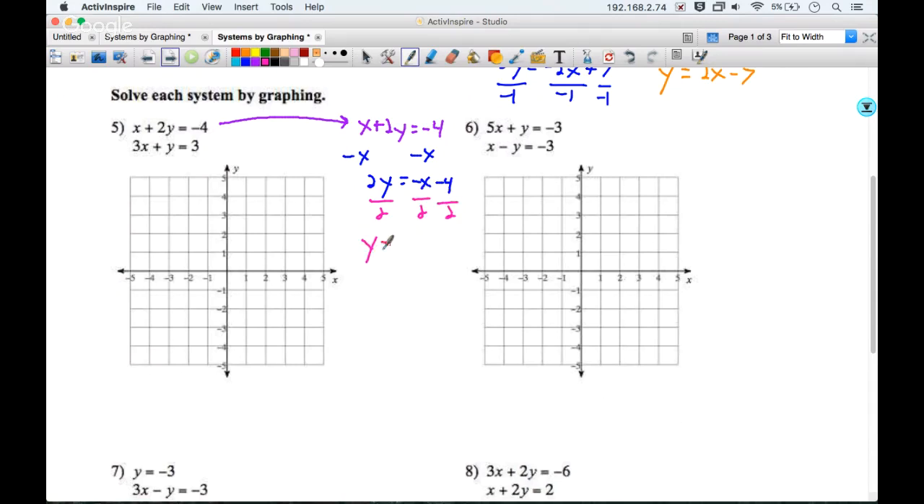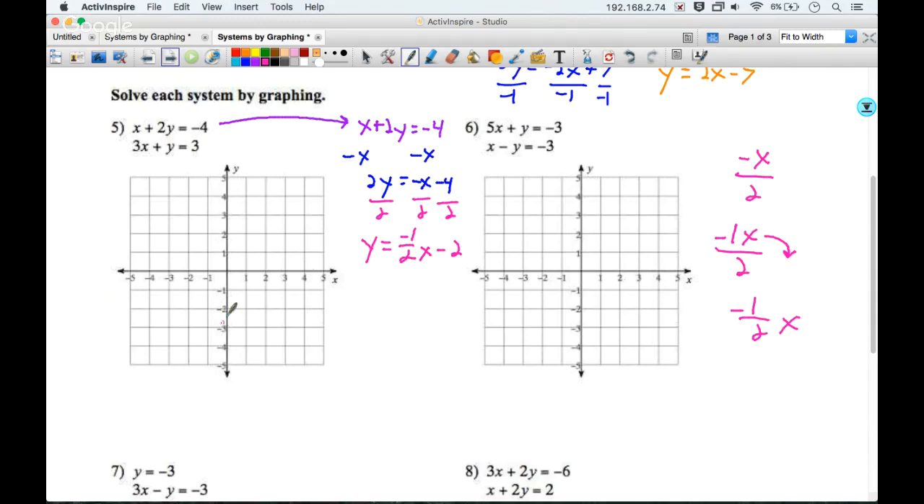Now I've got y equals, and let's talk about this right here. I'm going to write it over here, negative x over 2. Well, this is the same as negative 1x over 2. I can just put a 1 up there if I want, and then I can bring the x out in front to make a negative 1/2 x. So this is going to be negative 1/2 x, and then negative 4 divided by 2 is a minus 2. All right, let's graph this before we deal with the other one.